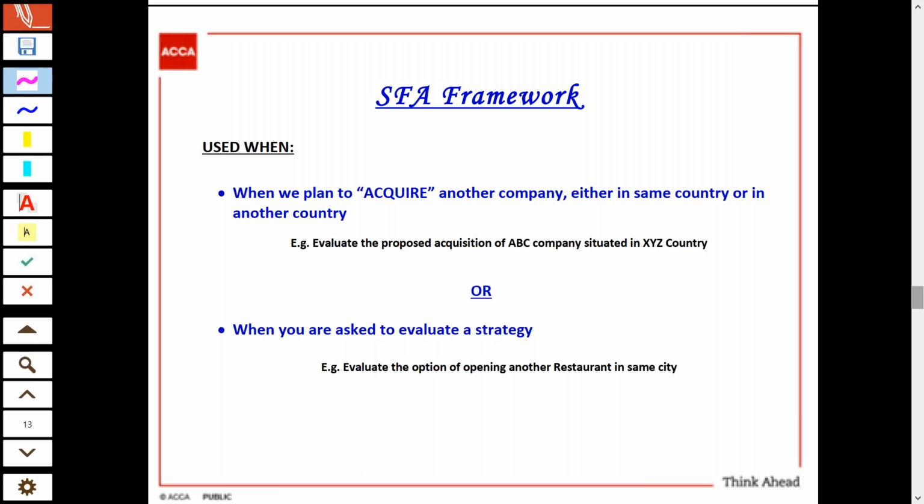So let's start with our first topic, which is the SFA framework. It is called the Suitability, Feasibility, Acceptability Framework. This topic has been examined with the highest frequency in SBL so far. So the first thing is, when is this framework used? How would you know when to apply this model? There are two possible scenarios.